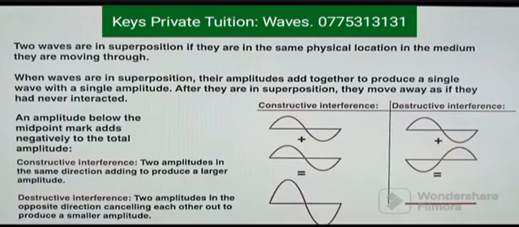And we have what is called constructive interference of waves and destructive interference of waves. So constructive interference is when two amplitudes in the same direction add to produce a larger amplitude, and destructive interference is when we have two amplitudes in the opposite direction cancelling each other out to produce a smaller amplitude. So you can check there.